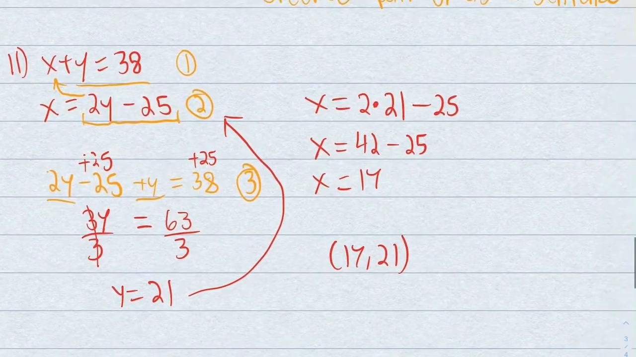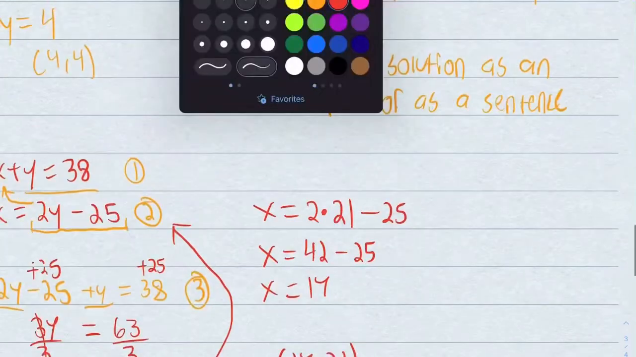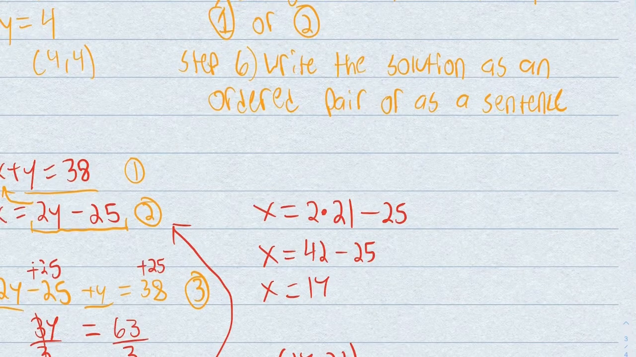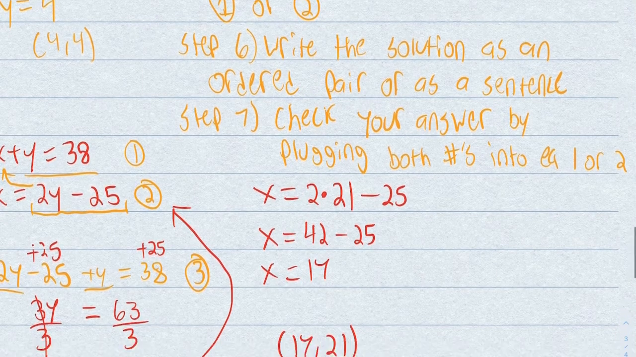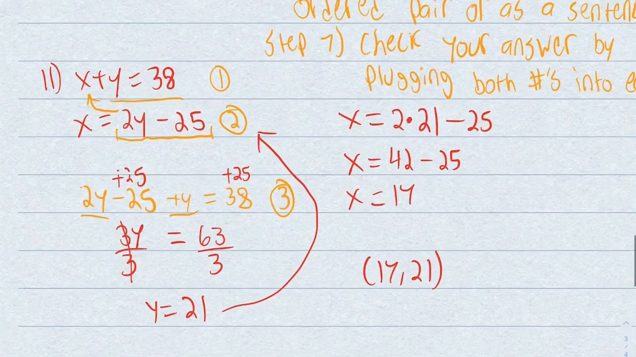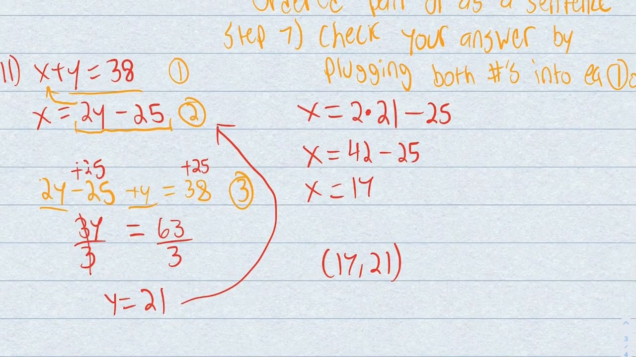Actually, we have one last step. And that's going to be check your answer. And we check our answer by plugging both of those numbers into either equation 1 or equation 2. I have 17 and 21. I'm going to plug those into equation number 1, and that'll make 17 plus 21.